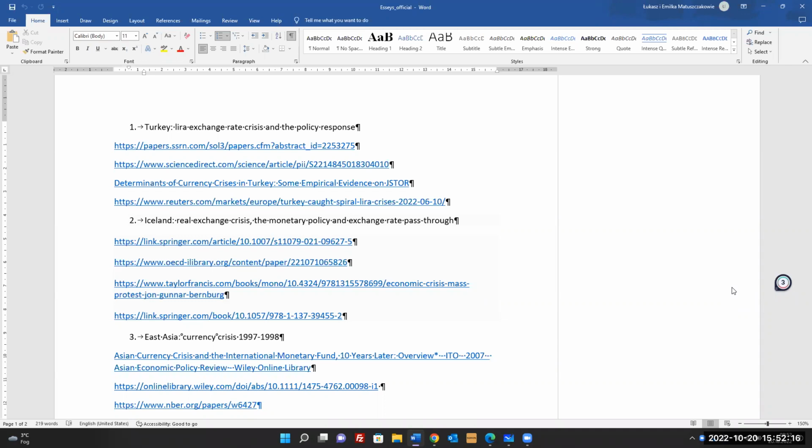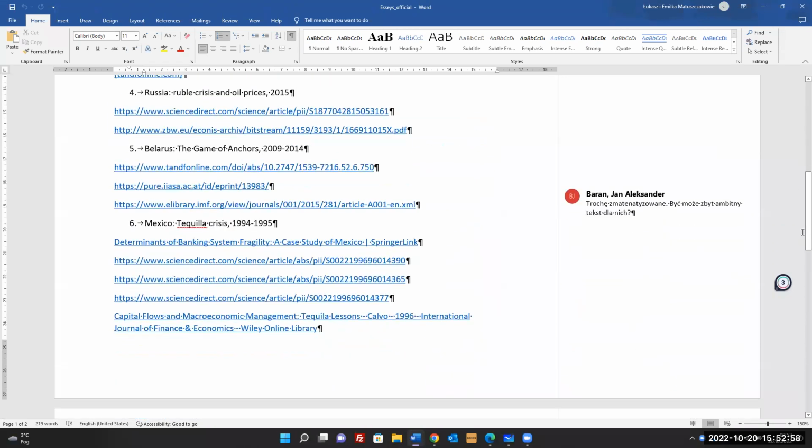Next is the Iceland real exchange rate crisis, the monetary policy and exchange rate pass-through mechanism, and these are the papers for you. We did not discuss it, but only mentioned Iceland at the first lecture, and there is no more space for this case in our lecture. So we thought that this could be a nice subject for you. The third is the East Asia currency crisis in 1997, 1998.